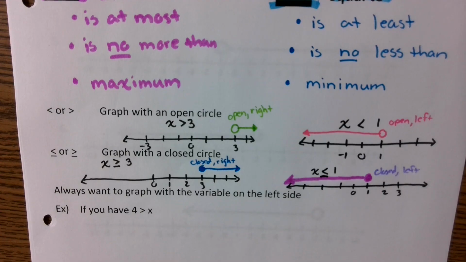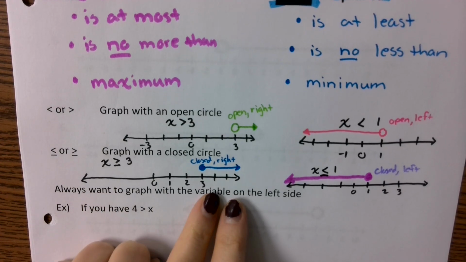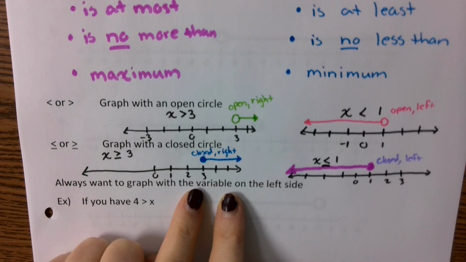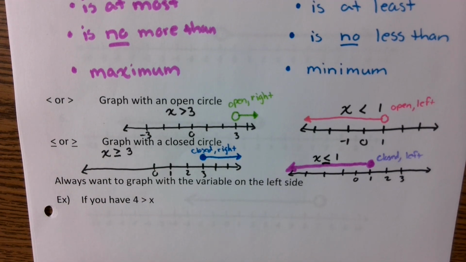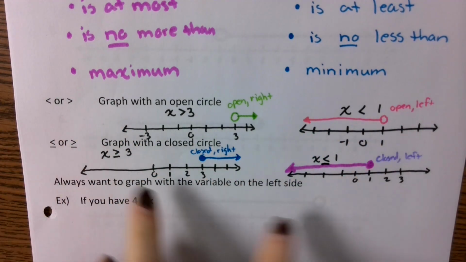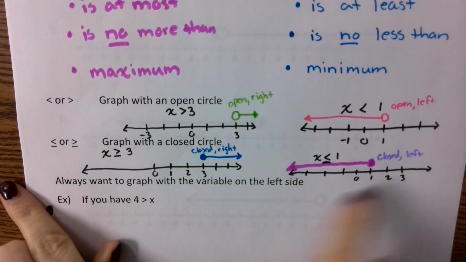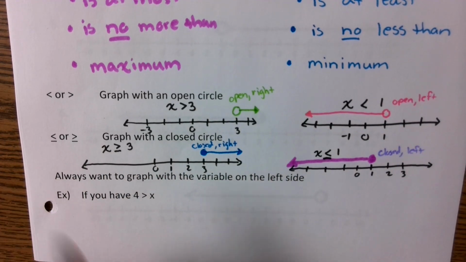Now, it's also really important to note that you want to make sure that when you are graphing, you always graph with the variable on the left side. So remember when we were solving equations, I said, hey, sometimes you might have to do a rewrite. So we would rewrite it so that the variable's on the left and the number's on the right. The reason for that is so when we get to this, the variable's always on the left side. The graphing is easier. The arrow points in the direction it needs to be.